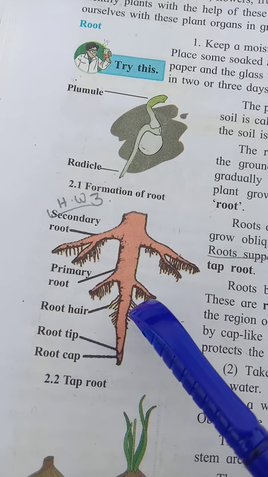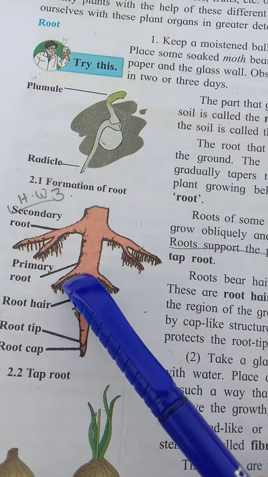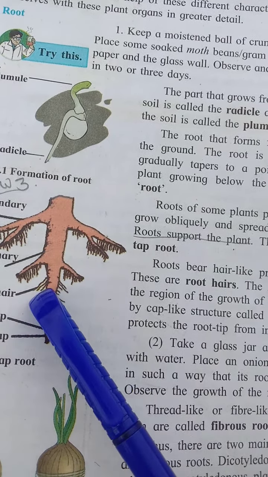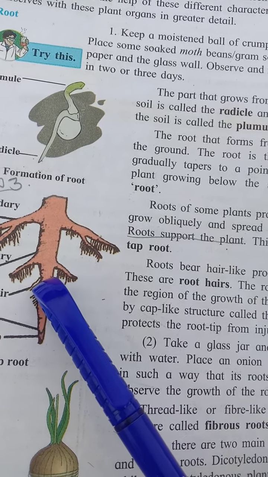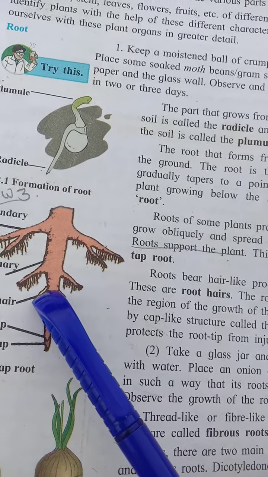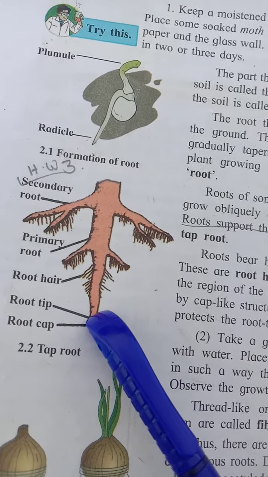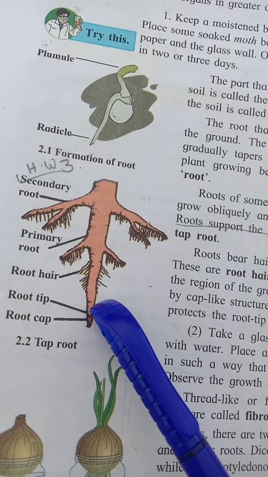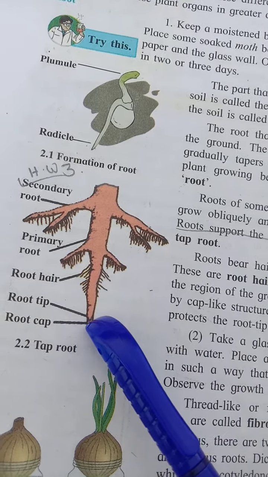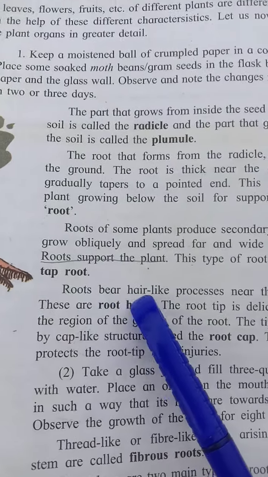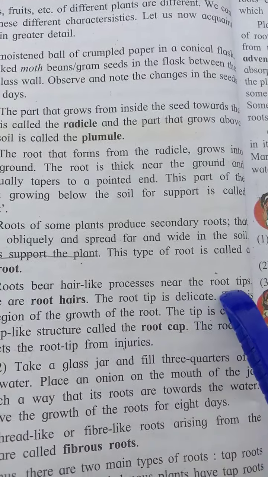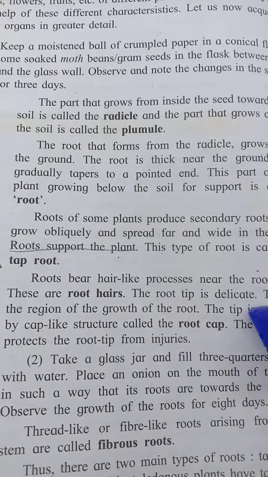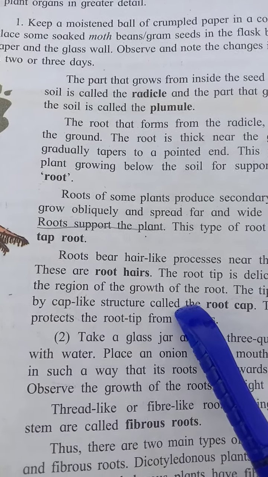This is the primary root, and the roots present on the primary root are the secondary roots. This is the root hair, which is like a hair part. This is the root cap. The root cap protects the root from any injuries. And this is the root tip. Roots bear hair-like processes near the root tips. These are root hairs. The root tip is delicate. This is the region of growth of the root.